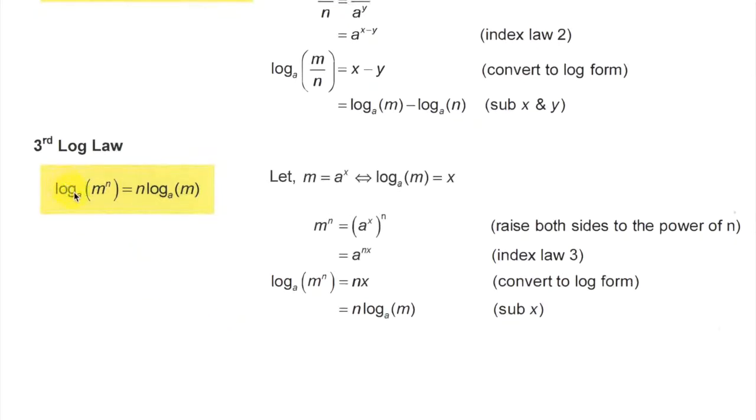Third log law, log base a of m to the power of n. Then what can happen here is that that power just gets taken to the front. And you can see that there. So instead of having m to the power of n, the n goes to the front here. So now it's n multiplied by log base a of the number m.